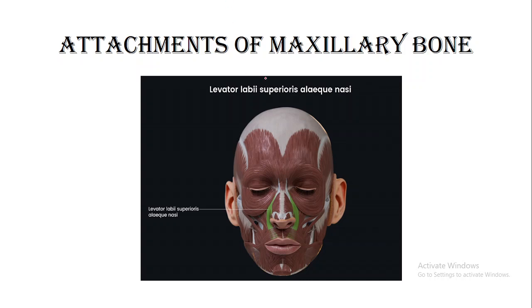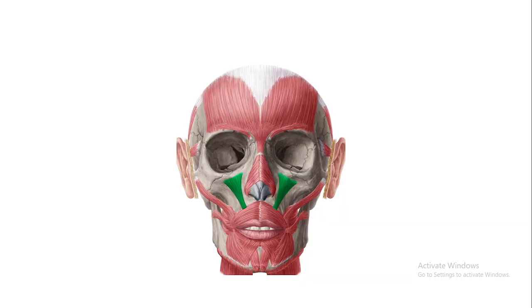The next muscle attachment of maxillary bone is the levator labii superioris alaeque nasi. This muscle, this green colored muscle, originates from the frontal process of maxillary bone on both sides. Next is the levator labii superioris. This is the levator labii superioris muscle.